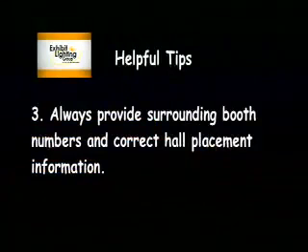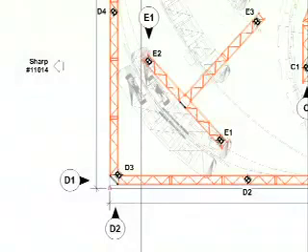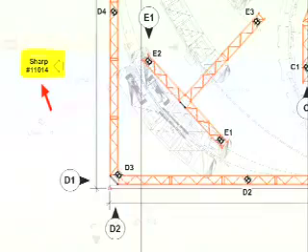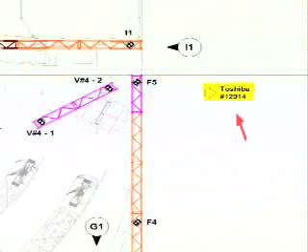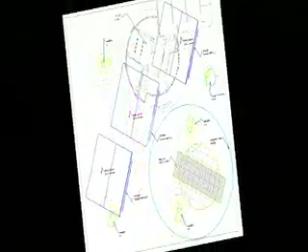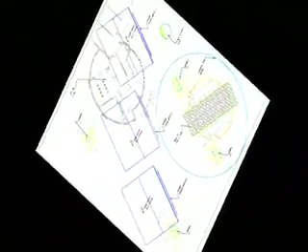Don't forget to provide your lighting vendor with the surrounding booth numbers and your placement in the exhibit hall. As I mentioned earlier, your lighting layout is the keystone to the entire lighting operation, and it would be catastrophic if the design was created in the wrong orientation. Even more so if it were implemented in the wrong direction.